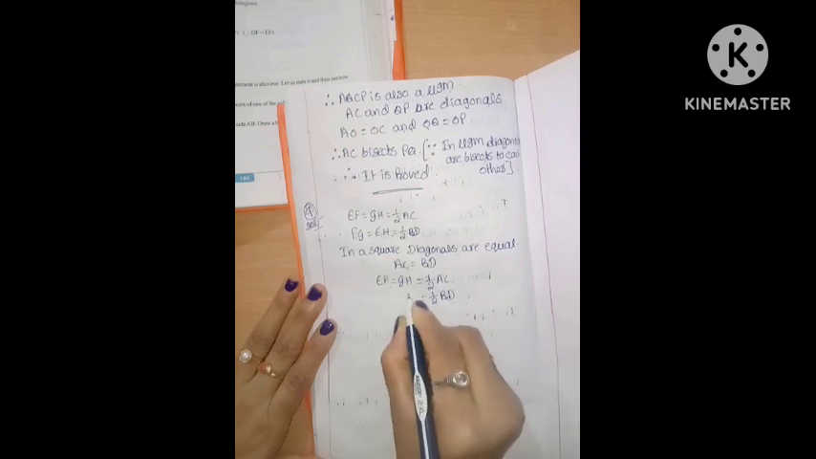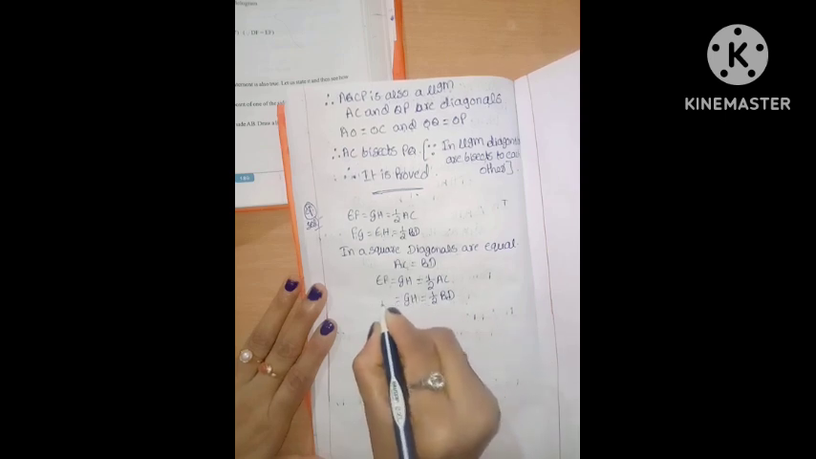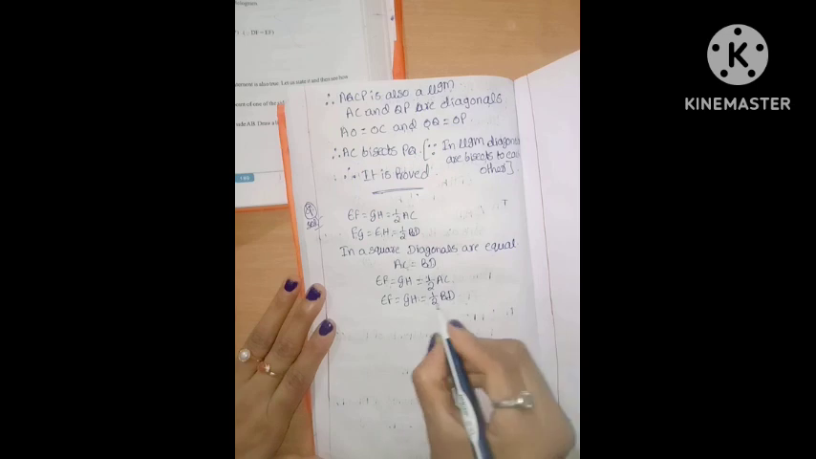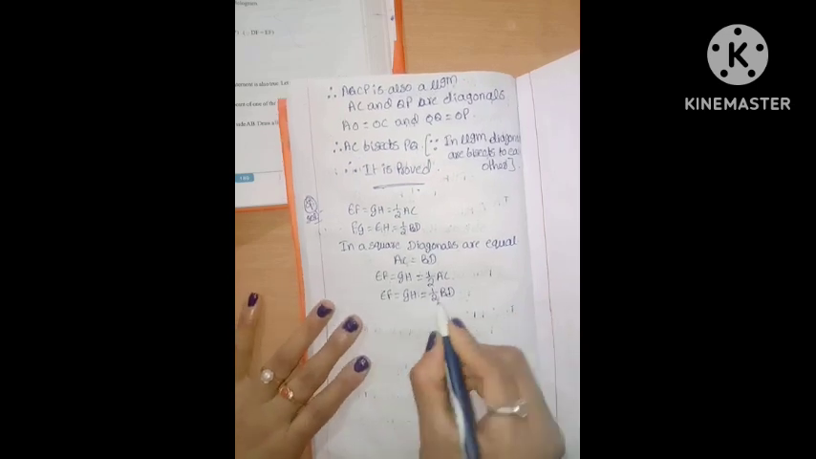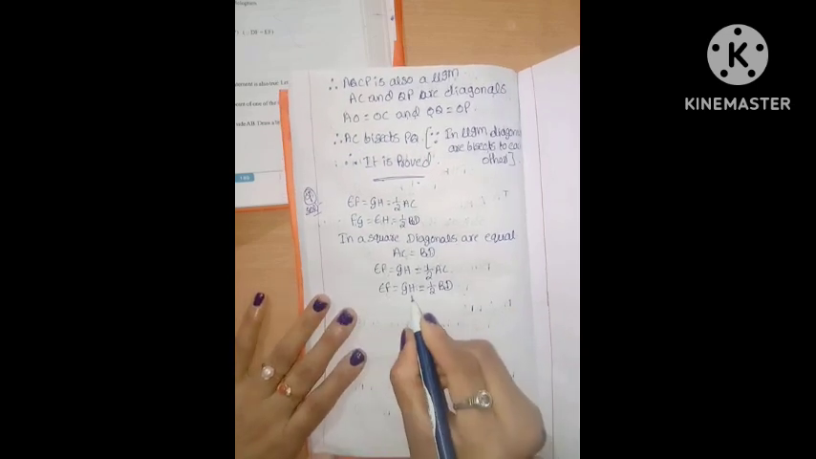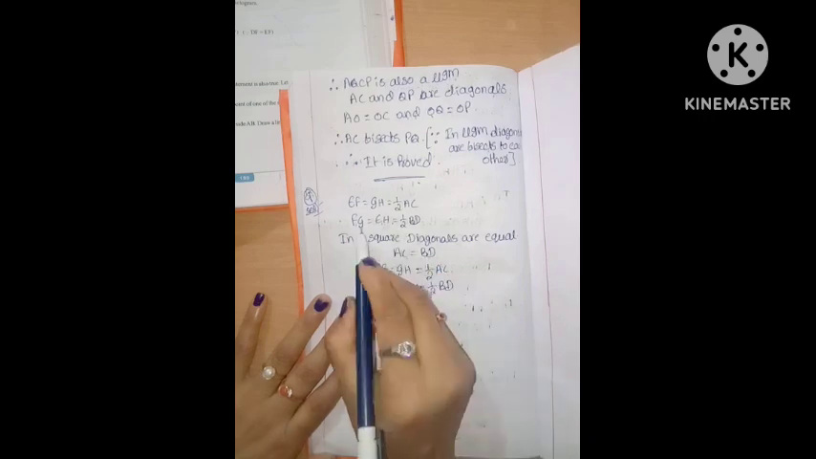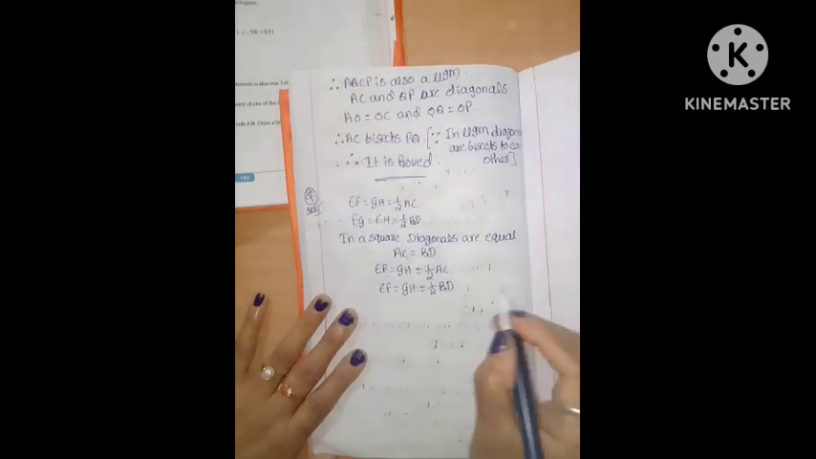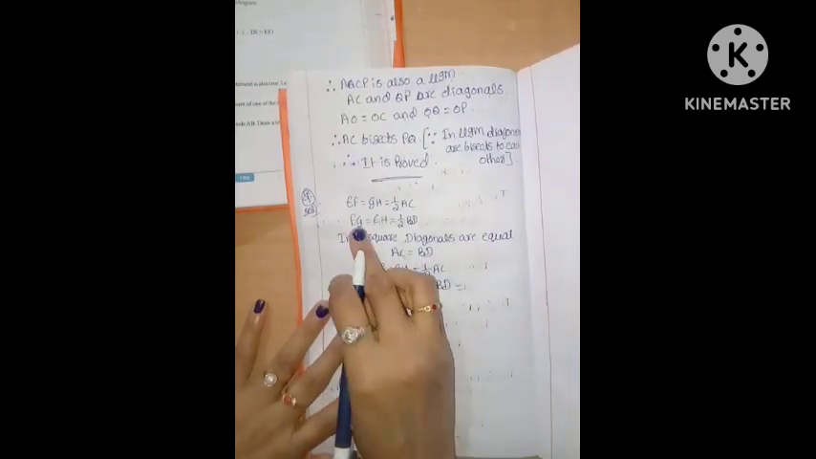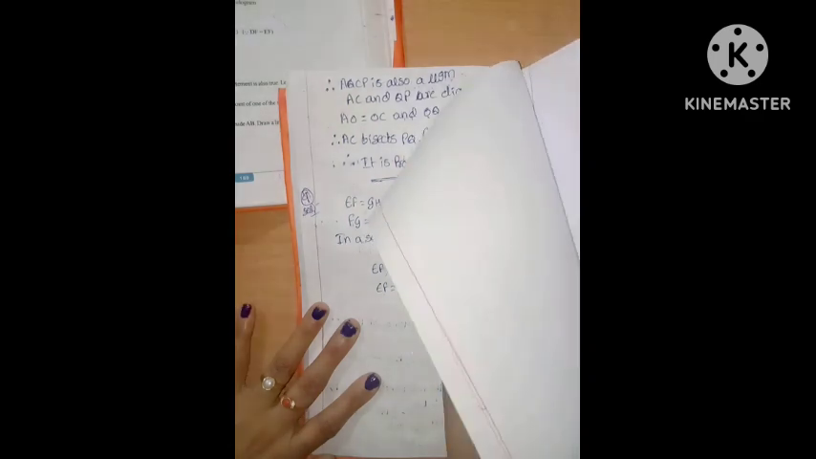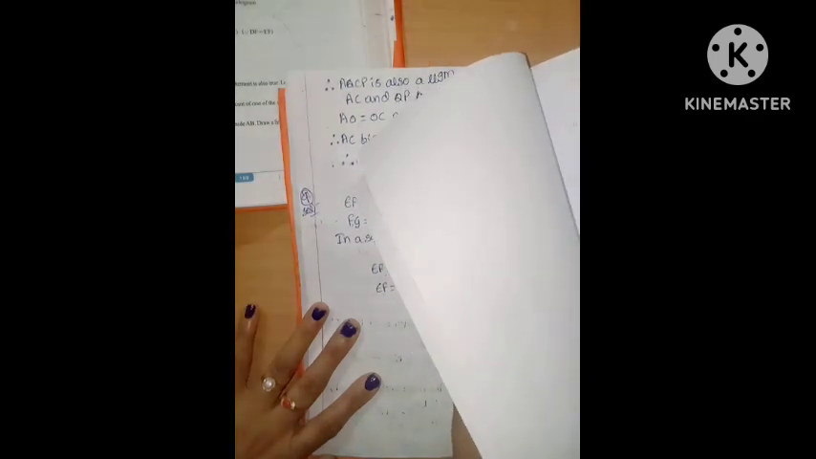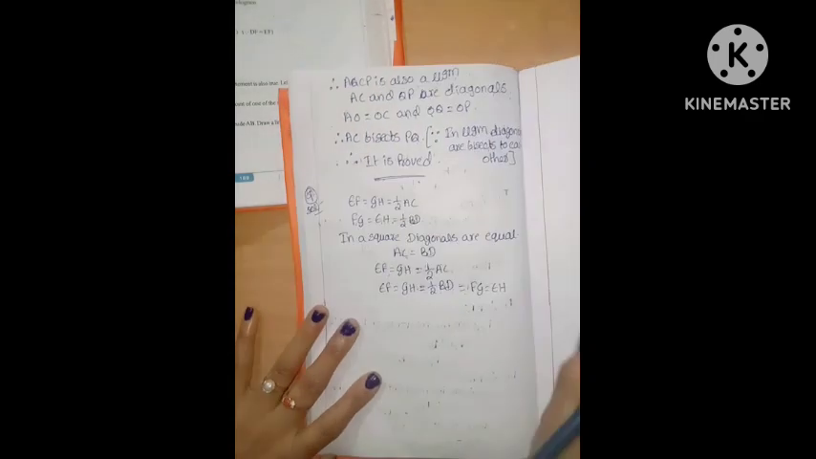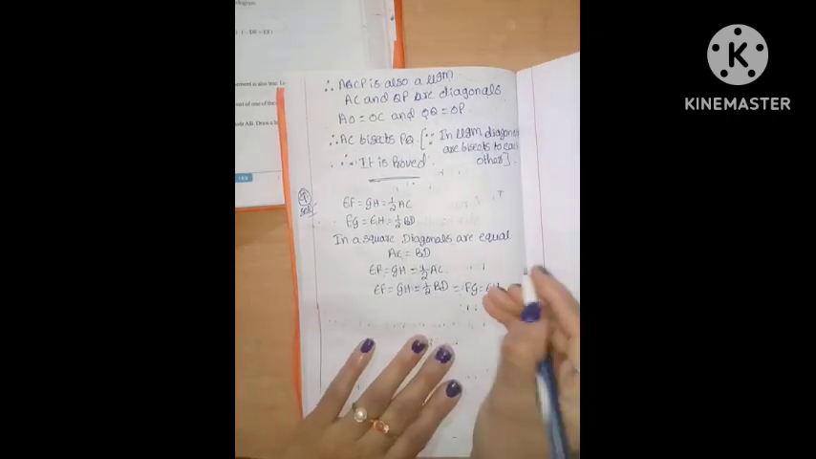So here GH is equal to EF, and EF is equal to GH is equal to half of BD. It is nothing but FG is equal to EH. So that's why FG is equal to EH. Are you clear? Are you understood?